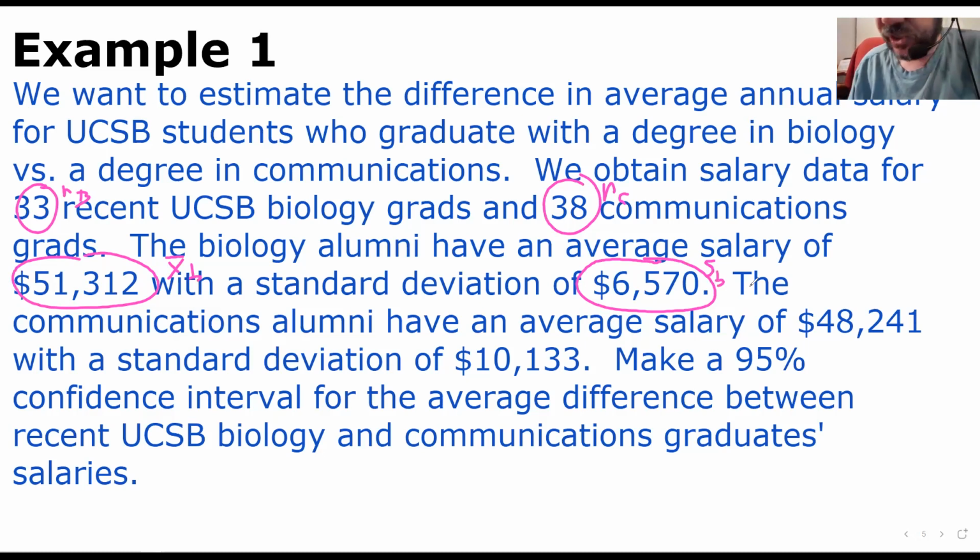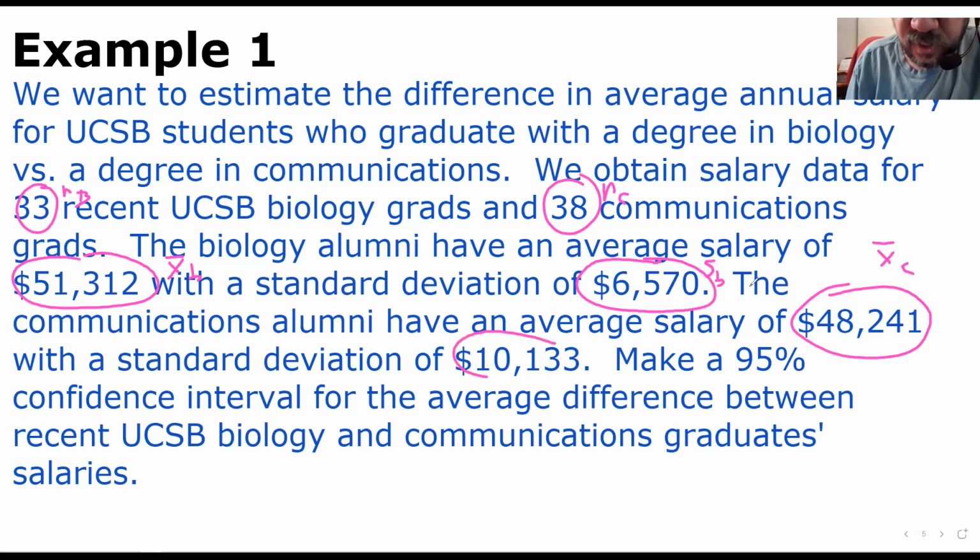Communications alumni have an average salary of this number here. So that is X bar C. And a standard deviation of that. So this guy is SC. We're getting a 95% confidence interval. So there's my confidence level. It's another number that's relevant to me, for the average difference between recent UCSB biology and communications graduates' salaries.